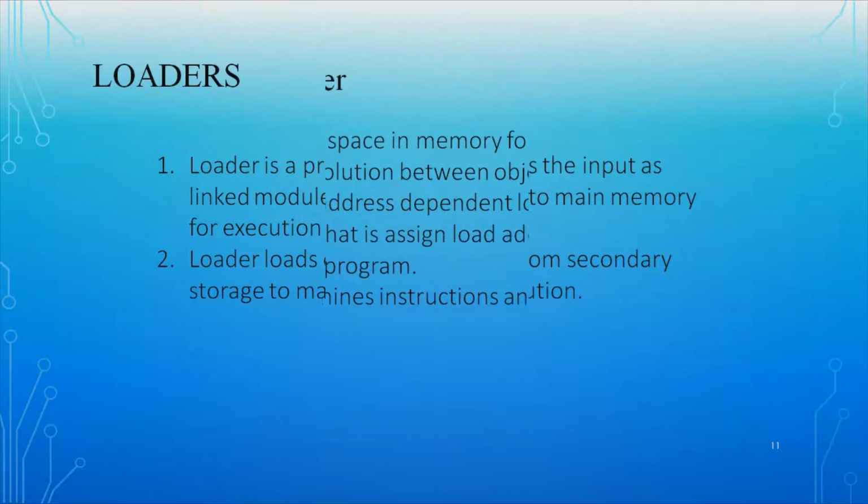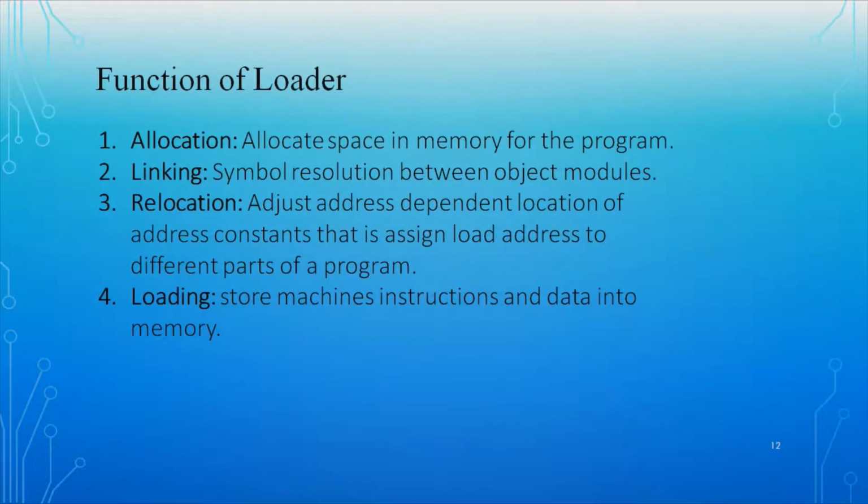These are the functions of a loader. It allocates space in memory for the program, performs linking and symbol resolution between object modules, and adjusts address-dependent locations, such as address constants. That is, it assigns load addresses to different parts of a program, and stores machine instructions and data into memory.